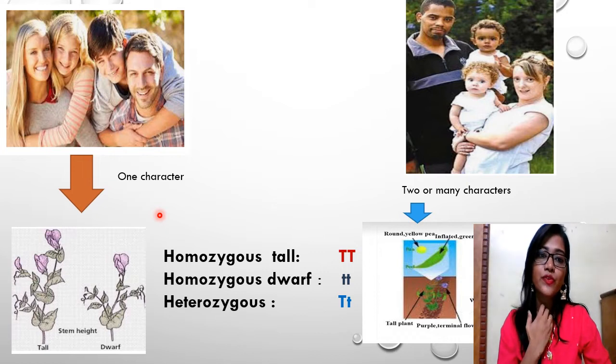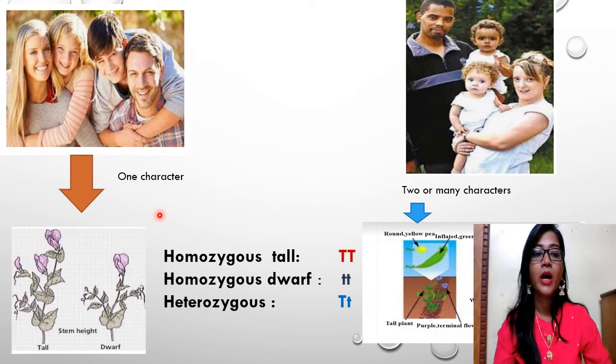So in this first part of this example, we are just taking into consideration a single character. In case of human beings, we can consider the color of hair, while in case of plants, suppose we are considering the height of the plant, that is whether the plant is tall or dwarf. Now moving to the next slide.